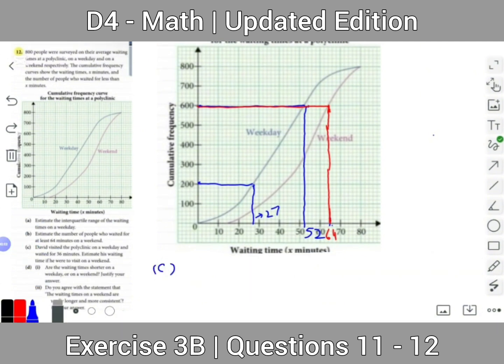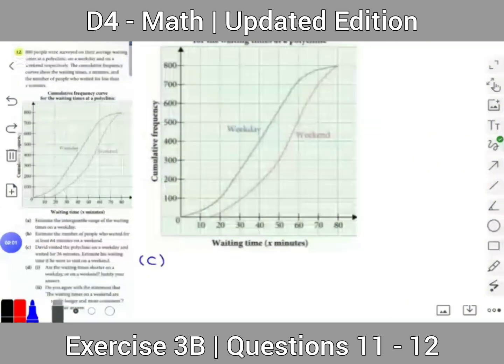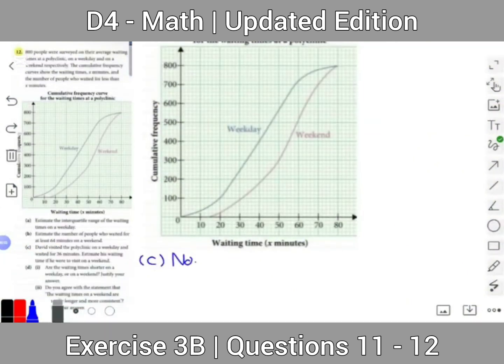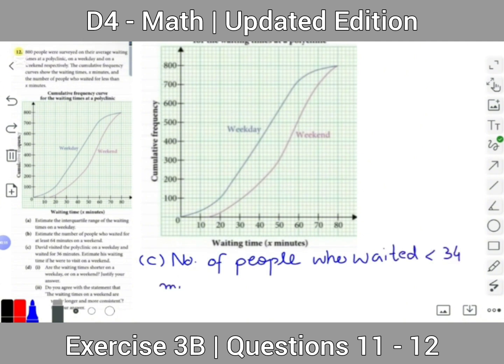David visited the polyclinic on a weekday and waited for 36 minutes. Estimate his waiting time if he were to visit on a weekend. Now from the weekday curve, the number of people who waited less than 36 minutes, not 34. So here we have to locate 36 along the x-axis. So along the x-axis we have 36 here.